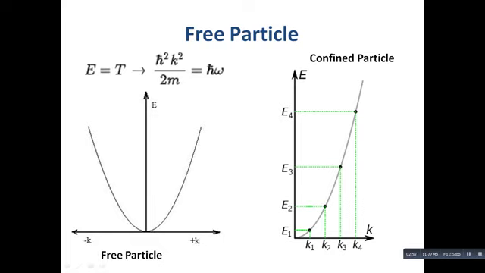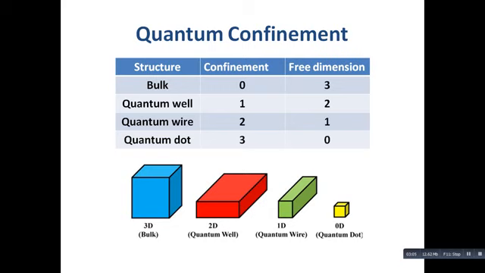So let us understand this table first. In this table we have shown various dimensions, 3 dimensions to 0 dimensions. 3 dimensions, let us call this a bulk structure. Then in 2 dimensions, let us call this structure a quantum well, in 1 dimension let us call this structure a quantum wire, and in 0 dimension let us call this structure a quantum dot.